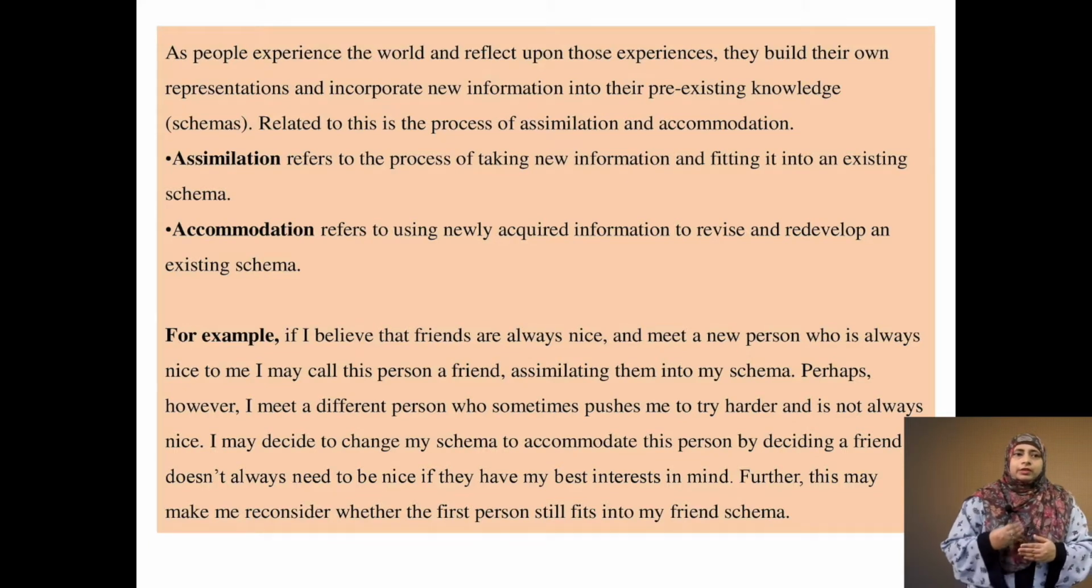Here is an example which will give clarity about assimilation and accommodation and how constructivist learning takes place. For example, if I believe that friends are always nice, yes, everyone knows all the friends are very nice. Then I meet a new person who is always nice to me, and all my friends are nice, and this new person is also nice. So, I will be expecting that he is nice.